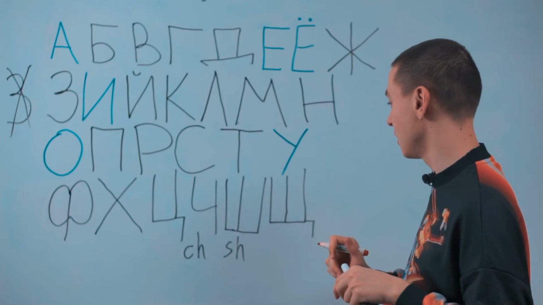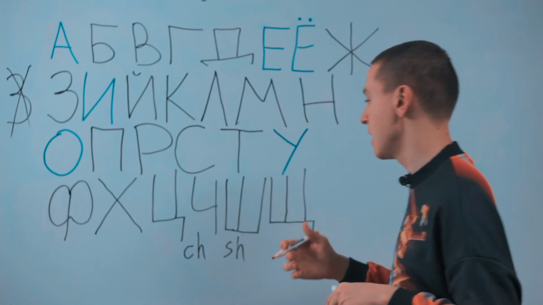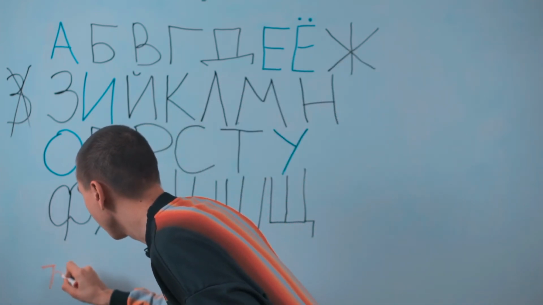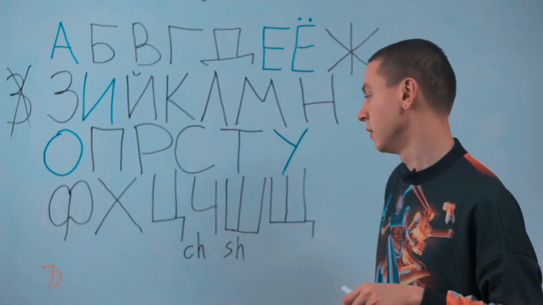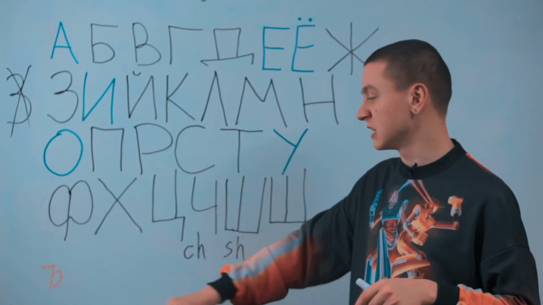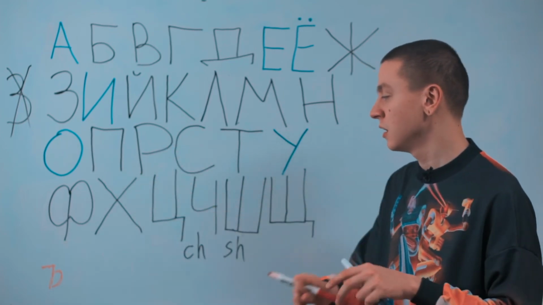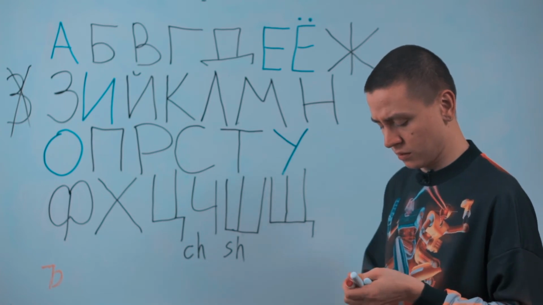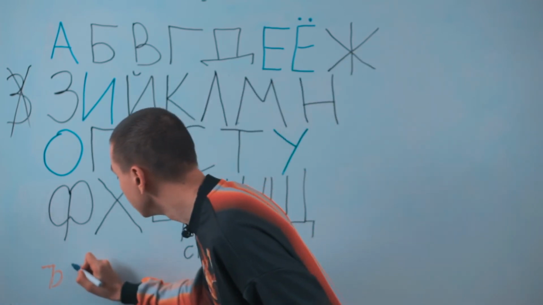Next one is, it's not even a letter, like it's a letter, but it's... I hope you will see it. I'm not sure that you will. It's hard sign. There's no sound for this. It's hard sign. Just remember, I will talk later what it means in other videos. The next letter is U.